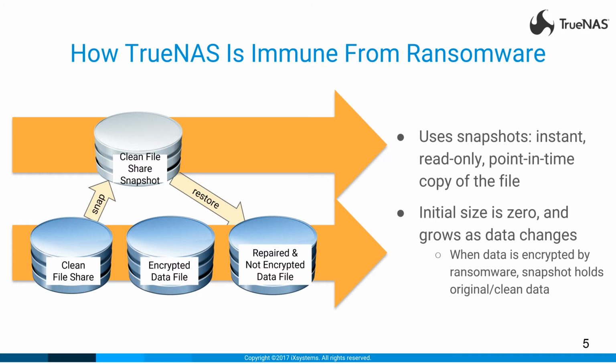So take a look at this slide, and it gives you a good view of it. You've got your clean file share up on top, then encrypted data files, and you can see where we are restoring from an encrypted data file that's completely out of band, and it becomes a restored, unencrypted, ready-to-use data file.